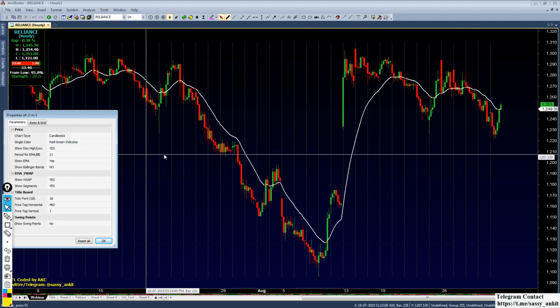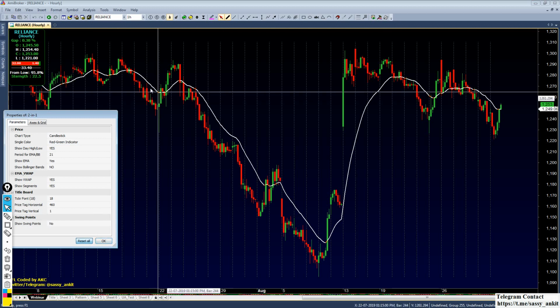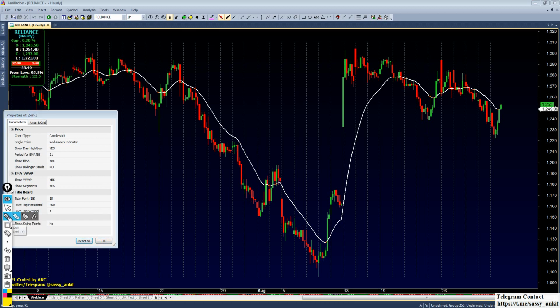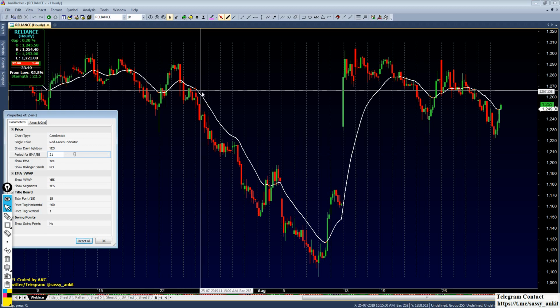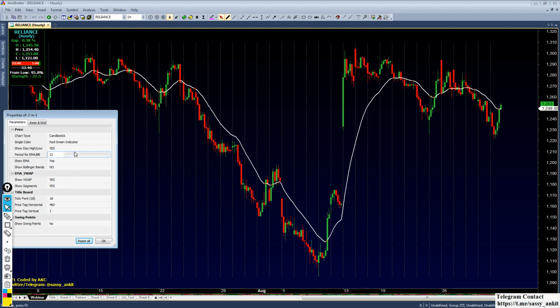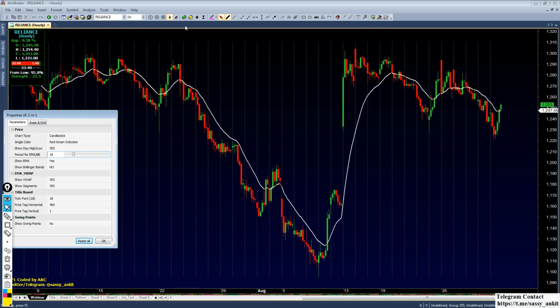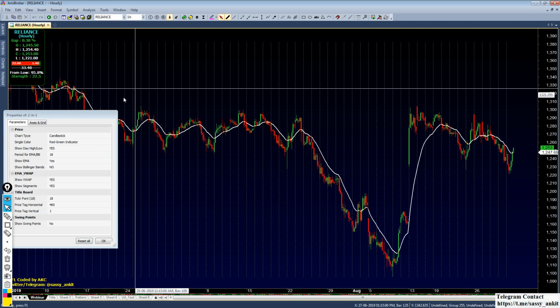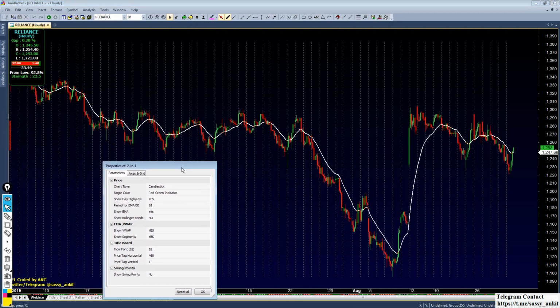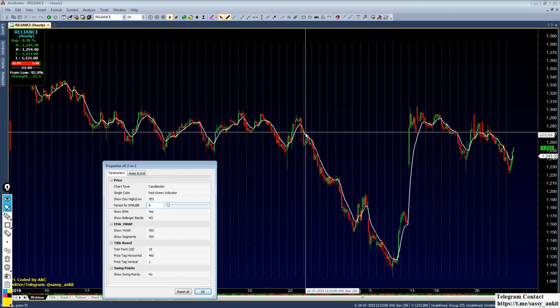Okay, so here we are looking at Reliance on the hourly time frame. Here this white line is my EMA line and the basic candlestick chart. So what you need to do is adjust your exponential moving average line such that it makes the maximum number of touches. Let me zoom out the chart so that we can have a clear view, and we need the maximum number of touches, only touches. We don't want crossings like this.